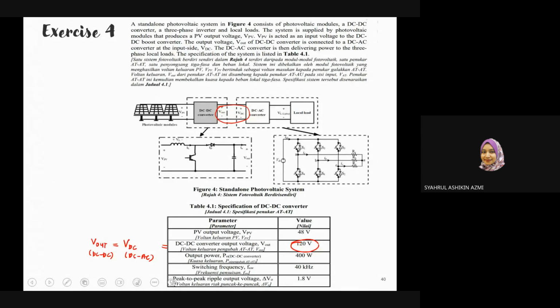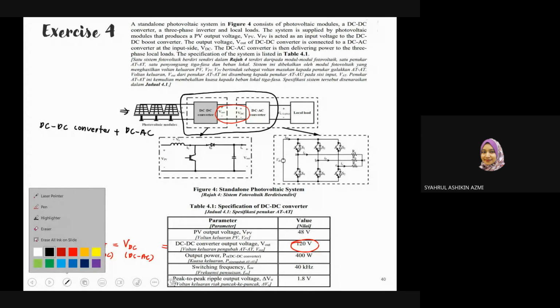Okay, now we go for exercise 4. This exercise 4 is one of the past year's examination questions on the three phase inverter, but in this exercise actually we combine DC to DC and inverter, as you can see from this figure over here. You have the element of your DC to DC converter plus DC to AC. You can see from this part over here, right?